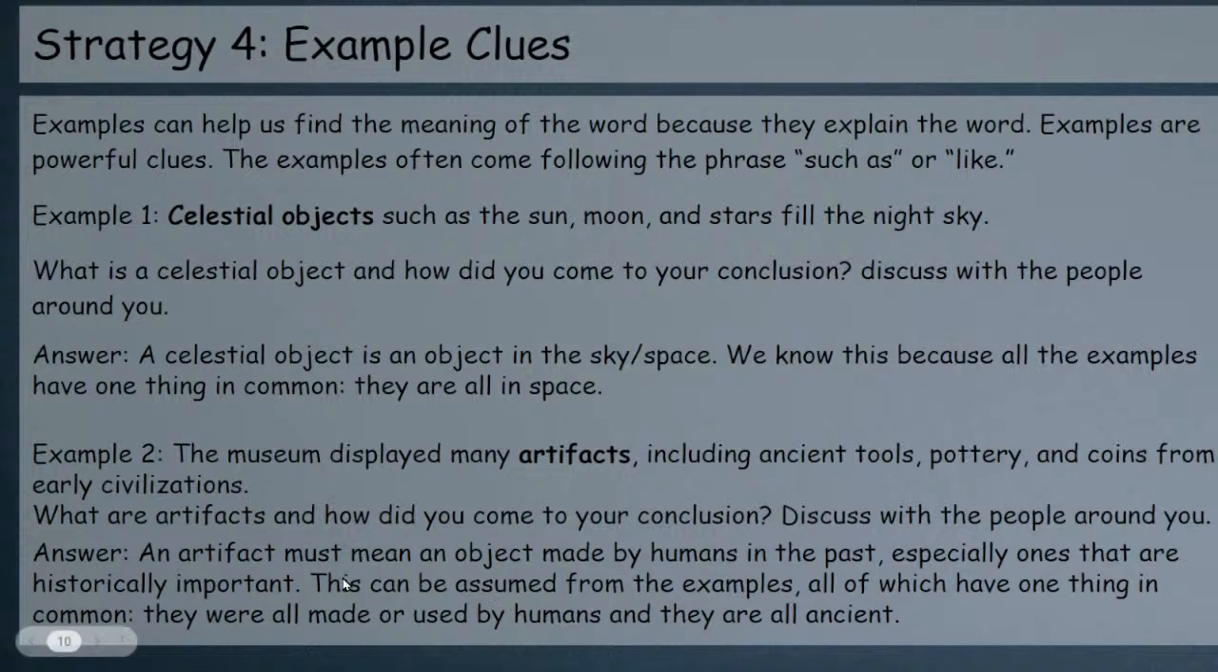So that's what an artifact is, a historical object that was made by humans in the past, especially ones that are historically important. And this can be assumed from the three examples we had, and they all have those things in common. That's how we know what an artifact is.